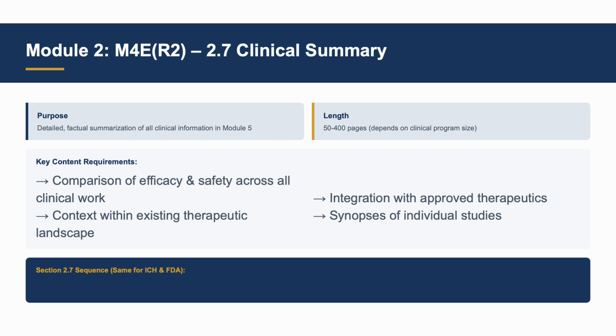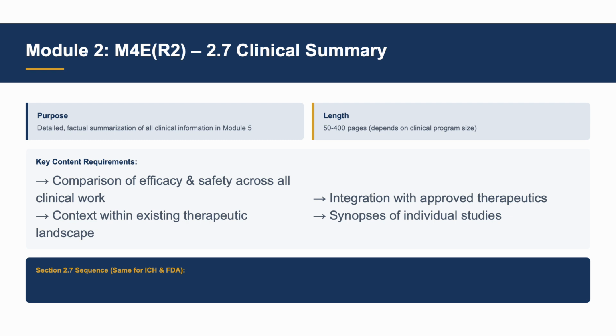Section 2.7, the Clinical Summary, provides detailed factual summarization of all clinical information contained in your dossier. This is often the largest section of Module 2, ranging from 50 to 400 pages depending on the size and complexity of your clinical development program. The clinical summary should include a comparison of clinical efficacy and safety across all clinical work, allowing reviewers to see patterns and trends across your studies.